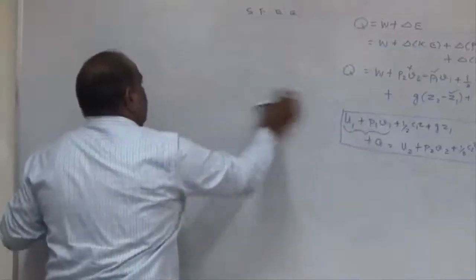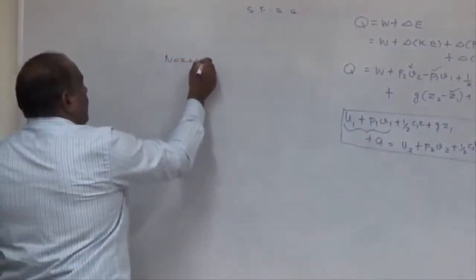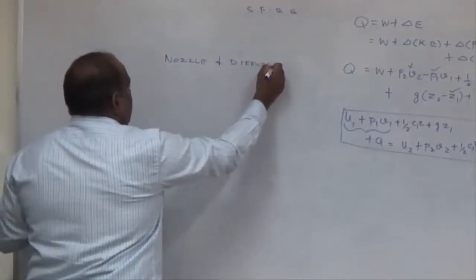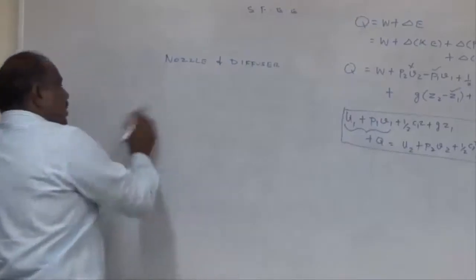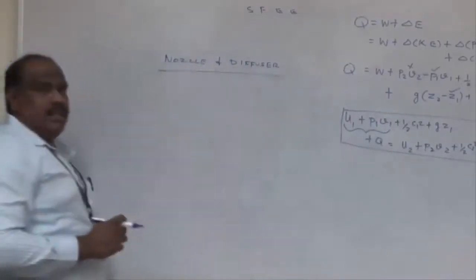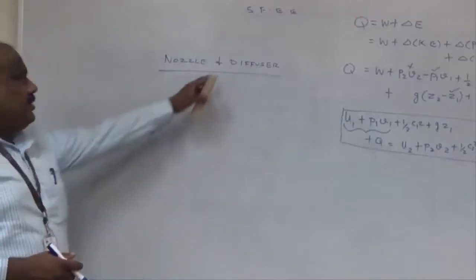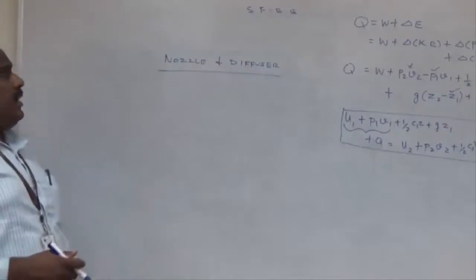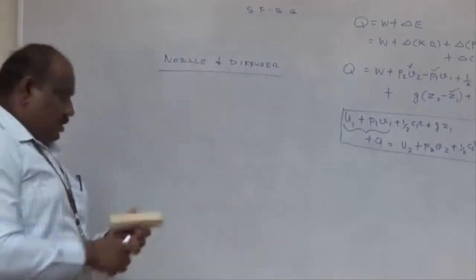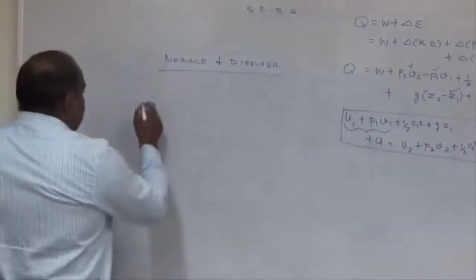Now let us take the case of nozzle and diffuser. In the morning itself we told that the nozzle is used to increase the velocity at the exit, or to increase the kinetic energy of the flow at the exit. And the diffuser is the reverse of the nozzle, that is, the diffuser is used to increase the pressure at the exit. Okay, so let me take the case of nozzle.